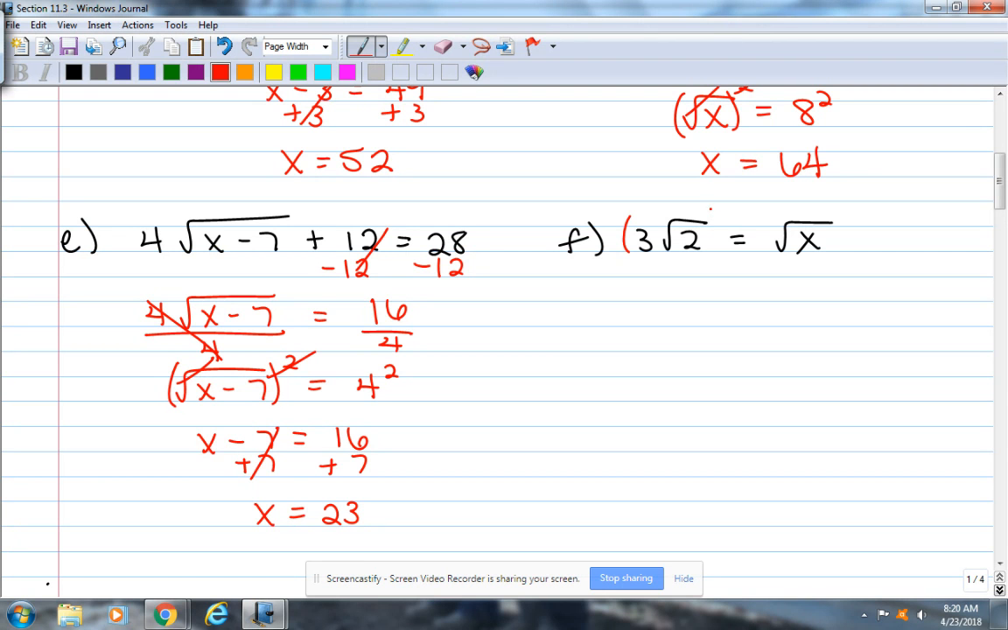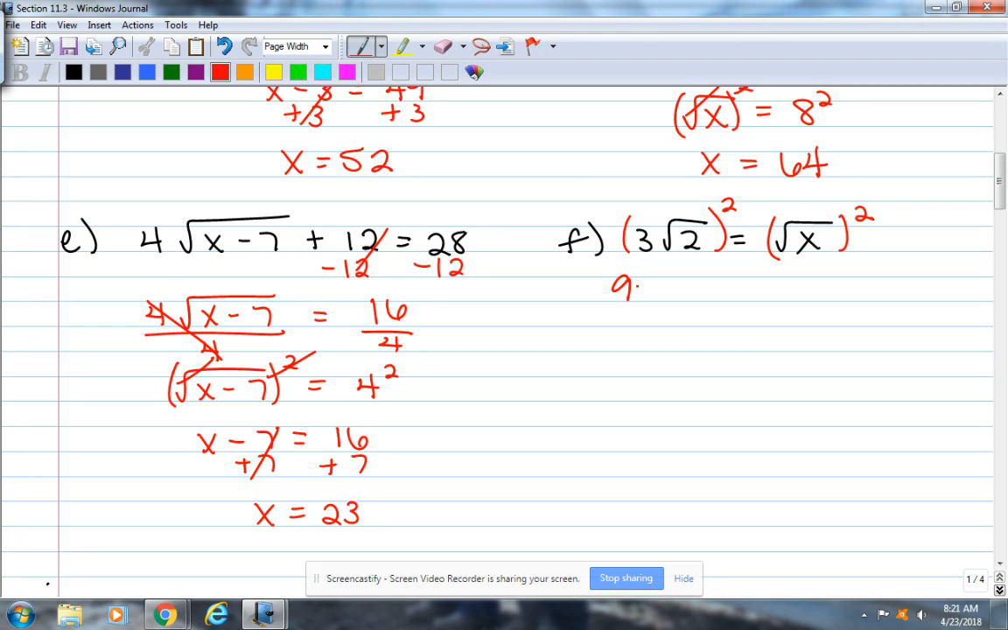And I'm going to use parentheses, because when I square both sides, I don't just square the radical parts. I square everything on that side. So that 3 outside the radical also gets a square. Does that make sense? So I can't just say it's 3 times 2. It's 3 squared times 2. Does that make sense? So 3 squared is what?